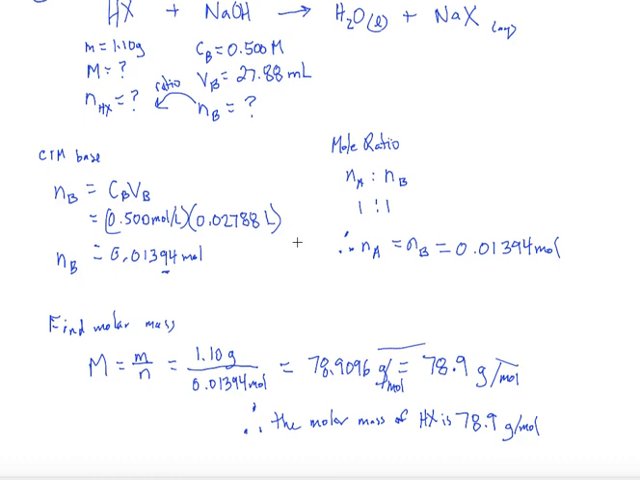So again, titration is the technique that we use to get these specific numbers, but it's the analysis of the titration data that is just stoichiometry.